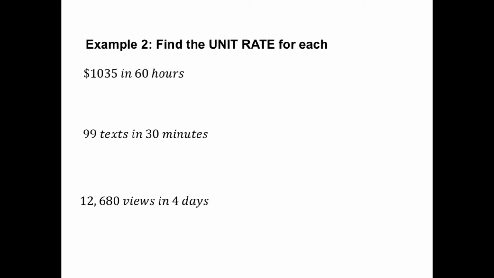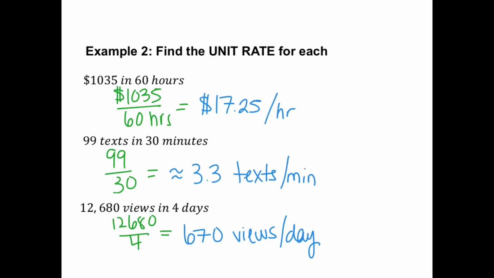Remember, the goal is to start as a fraction and simplify that fraction in a way that turns the denominator into a 1. Notice the minimal amount of work that I have in this area because all you are really doing is dividing. Take that 1035 and divide it by 60. You get 17.25. That's the math that you end up doing over and over again. So just take the numerator, divide it by the denominator, and put it as a fraction or write a per statement, $17.25 per hour. Approximately 3.3 texts per minute.